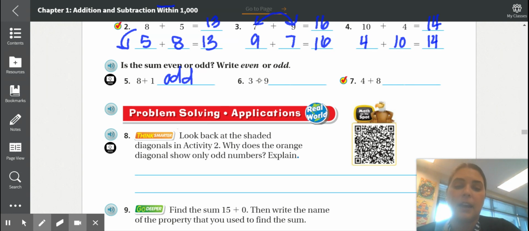3 plus 9. Well, 3 is an odd number and 9 is an odd number. Do you remember the pattern? An odd plus an odd equals an even. So let's see, 9 plus 3 is 12. Well, 12 is an even number.